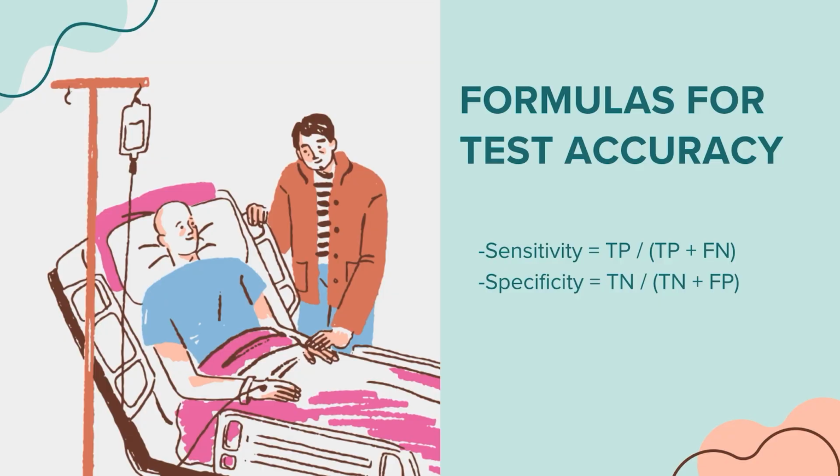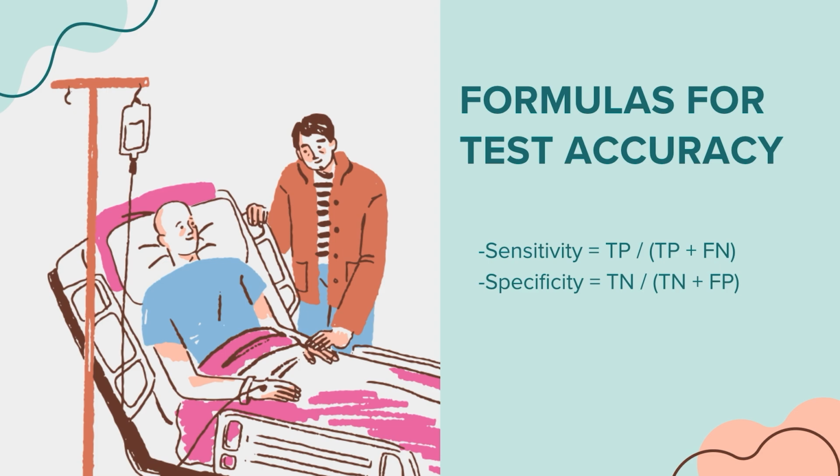To summarize, sensitivity focuses on correctly detecting disease, while specificity focuses on correctly ruling it out. Both rely on the same 2x2 table structure. A true positive: the test says disease, and the disease is present. A false negative: the test says no disease, but the disease is present. A true negative: the test says no disease, and the disease is absent. A false positive: the test says disease, but disease is absent. These four numbers allow us to calculate the accuracy of any test using straightforward formulas.